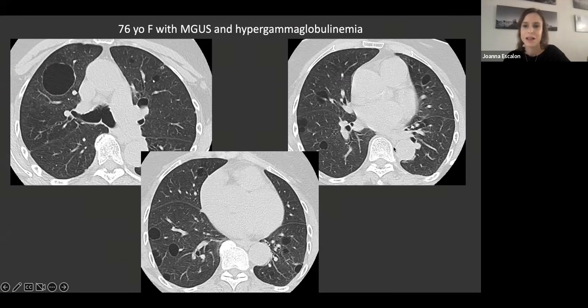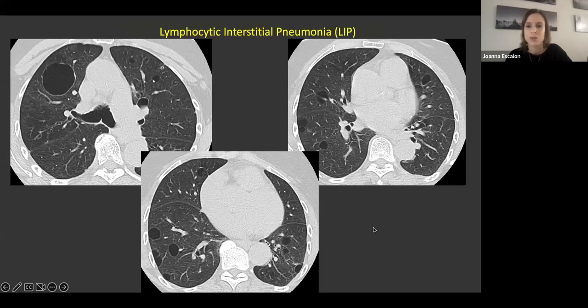See, lots of people got the last case. Excellent job. So in this case, you can see that there are a lot fewer cysts than the LAM case, right? And they're very variable in size. We have this huge cyst in the right upper lobe and other size cysts elsewhere. This is lymphocytic interstitial pneumonia, or LIP.